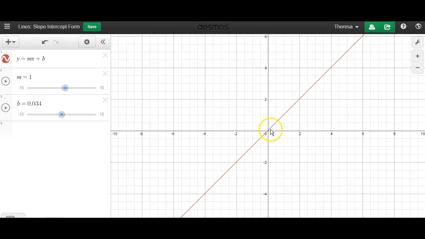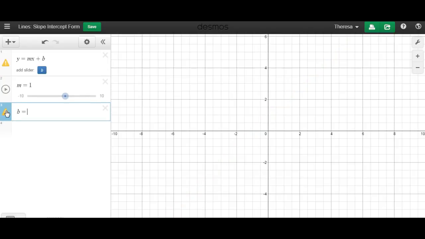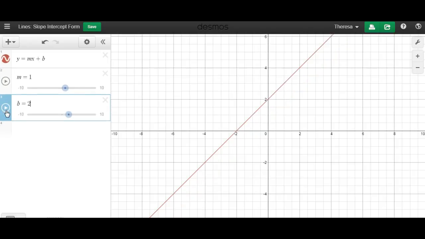Now I'm going to set my b value to 1, and play this slider again. Actually, I'll put in a different value for b. I'm going to put in 2. Now a higher value, 5. Higher value. And then a lower value, so -5. What it seems to be doing is the line ends up moving up or down depending on the value of b that I'm putting in.